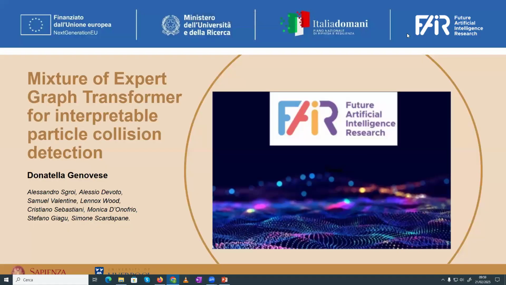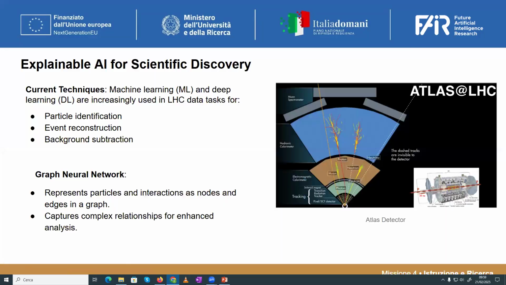Okay, good morning. Thank you for giving me this opportunity to give this talk. Today, I will present a work that we did to introduce new models for interpretable particle collision detection. It is a work that we did in collaboration with the University of Liverpool, and it is actually under review at Scientific Reports.